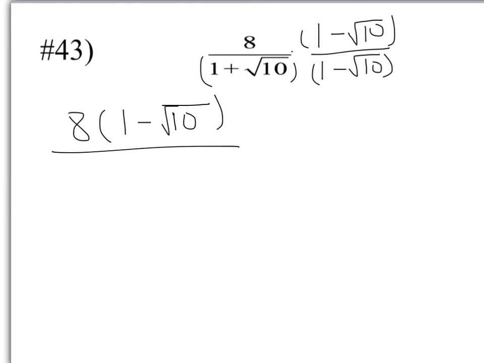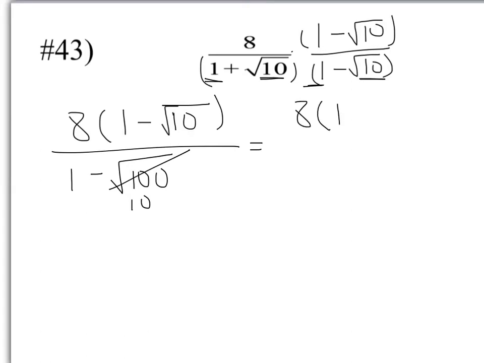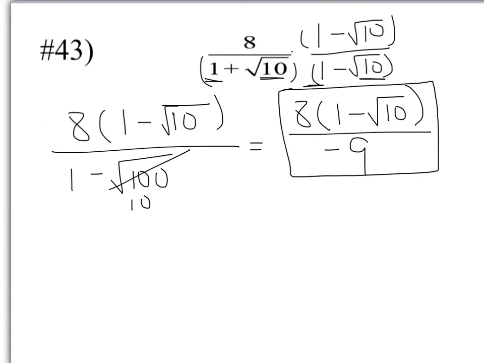over, and remember when you're multiplying the conjugates, multiply your first terms together. So 1 times 1 is 1. Then multiply your second terms together. Minus the square root of 100. Okay? You know the square root of 100 is 10. So change this to 10. And then you have 8 times the quantity 1 minus the square root of 10 all over 1 minus 10, which is negative 9. You can't go any further than that. So go ahead and stop there.